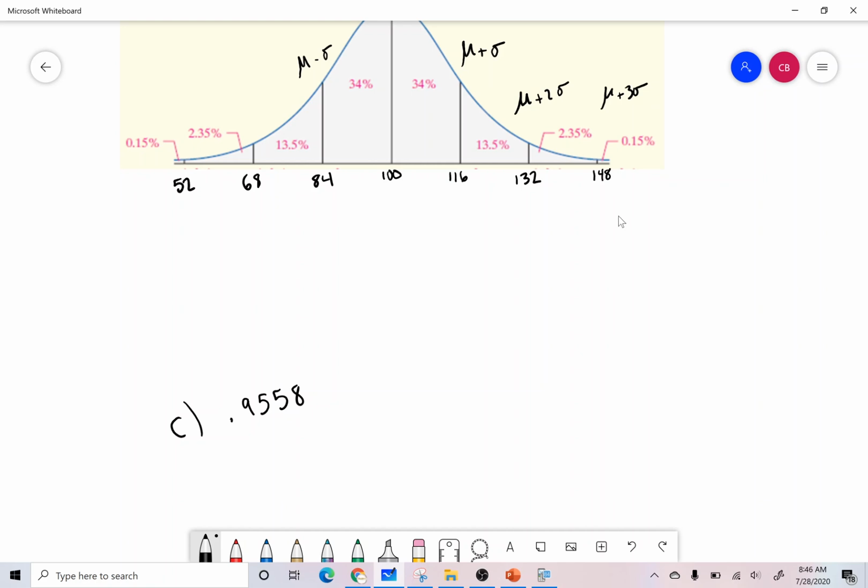So I hope that makes sense, guys. If they ask a percentage based on the empirical rule, you just look at the percents, add them together, and things like that.